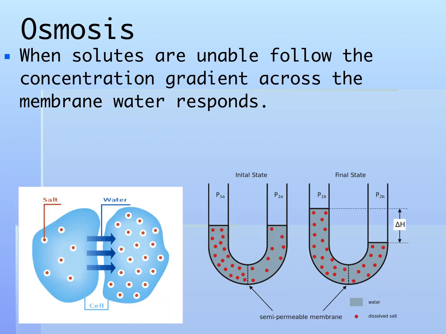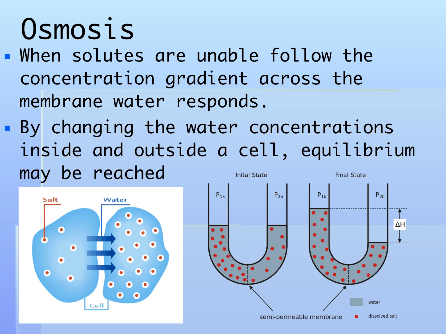So when solutes can't follow the concentration gradients, typically water will respond. So if we're looking at the case of diabetes, where glucose can't pass across the cell membrane because of either insulin resistance, or in type 1 diabetes, there's no insulin to allow the glucose to go through, water will respond and try to maintain that equilibrium. Basically, by changing the water concentrations inside and outside the cell, we can reach equilibrium without moving the glucose.